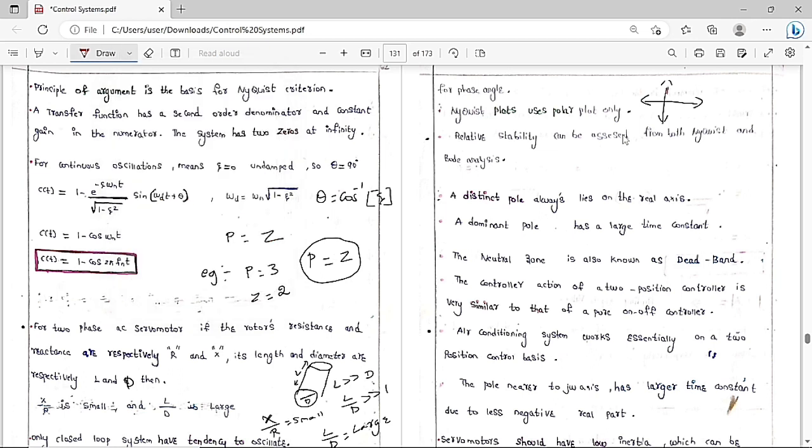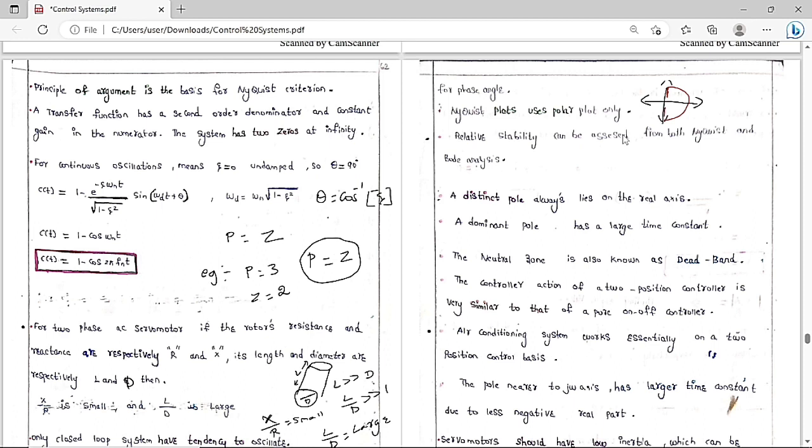For this one we are going to draw the polar plot, and for this one we are going to draw the polar plot, and again for this one also we are going to draw the polar plot. Total 4 things: 1, 2, 3, 4. So for all 4 things we are going to have the polar plot. Therefore, in simple words, the Nyquist plot is going to use only the polar plot. With the help of the polar plot we are going to have the Nyquist plot.